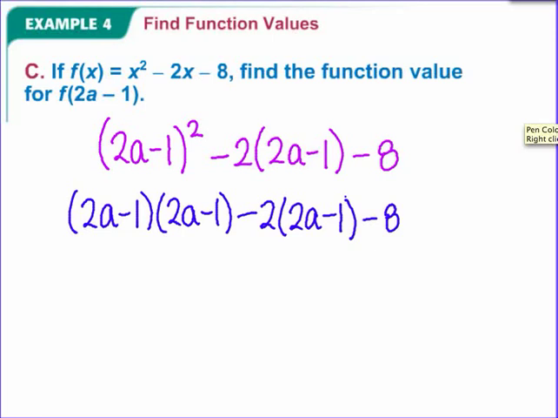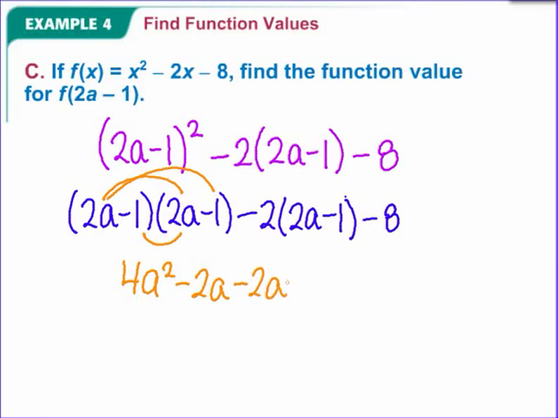So my first terms will give me 4a squared. My outer term will give me negative 2a. Inner term will give me negative 2a. And my last term will give me positive 1. Now what I need to do is distribute that negative 2 here. If I distribute negative 2 to 2a, I get negative 4a plus 2 minus 8.